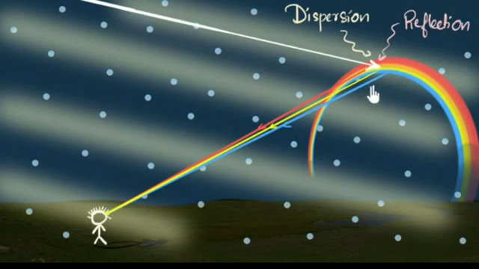Okay, but who's causing that? Who's making this dispersion and reflection happen? There are no prisms in the air. Any guesses who's doing that? Well, you might guess that is the raindrop. So the raindrops are taking the white light, separating them, and then reflecting them back to give us the rainbow.